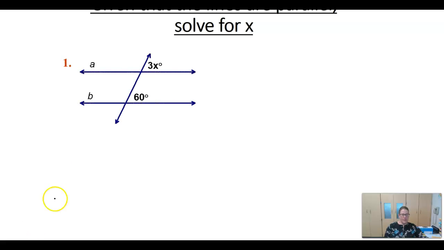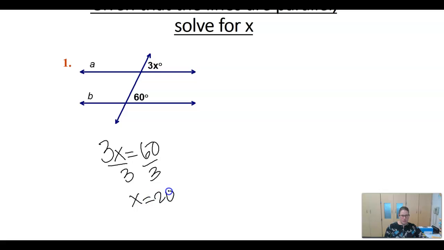All right, so here we have 3x and 60. We're given that the lines are parallel, and we want to find what x would equal. So if we know the lines are parallel, then we know that 3x and 60 have to be congruent because they're corresponding angles. So we just set them equal. Divide by 3, and x equals 20.